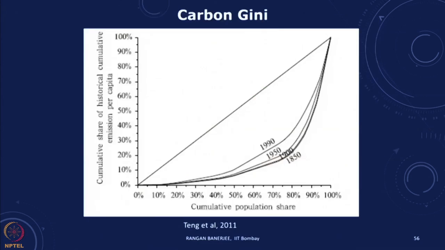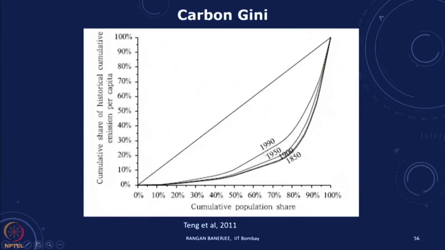And there are papers where the overall inequality in carbon has also been mapped, and this is called the carbon Gini. In this paper by Tang et al, they have taken not just a particular year, but the cumulative share of the historical emissions, and you can see very clearly that the emission trajectory is such that it's the richest 10-15% which has been contributing a significant proportion of the cumulative CO2 emissions.